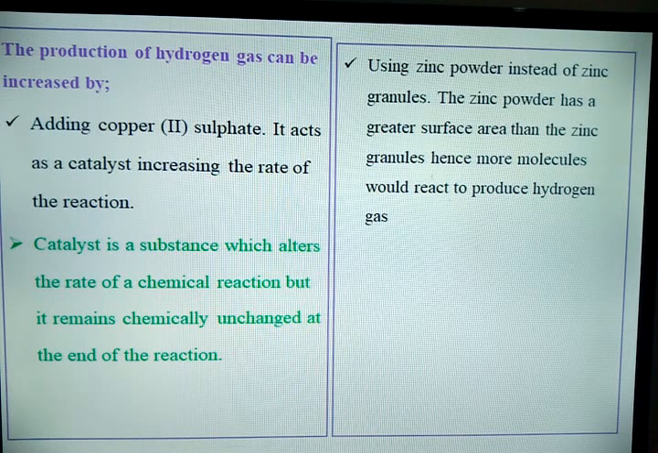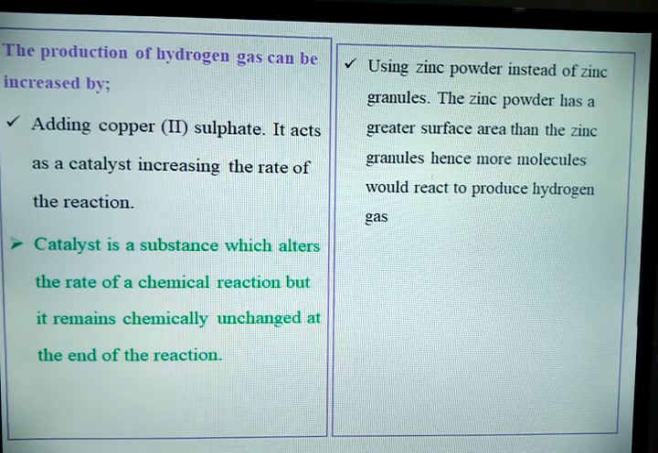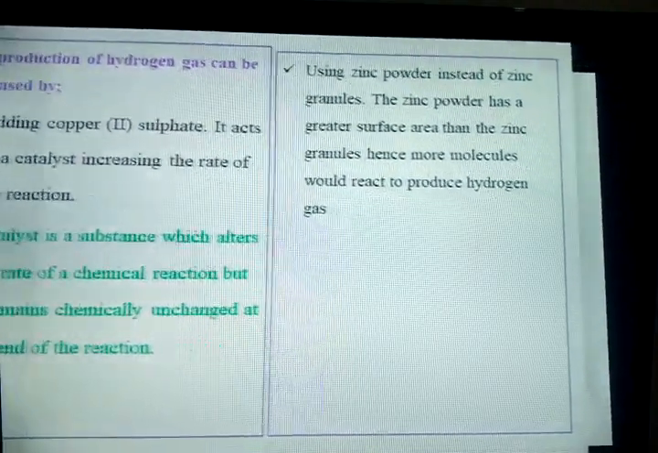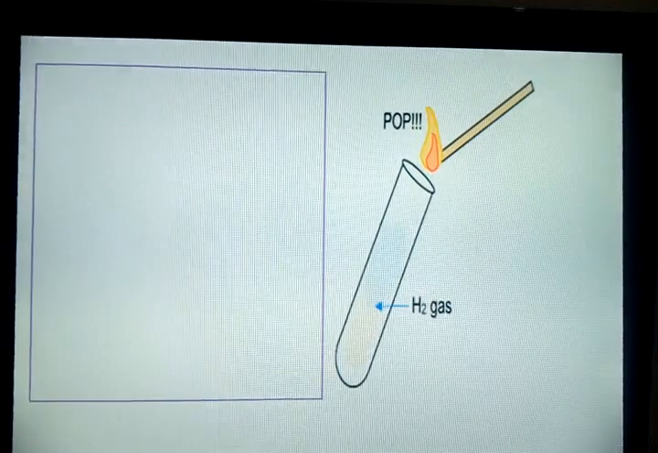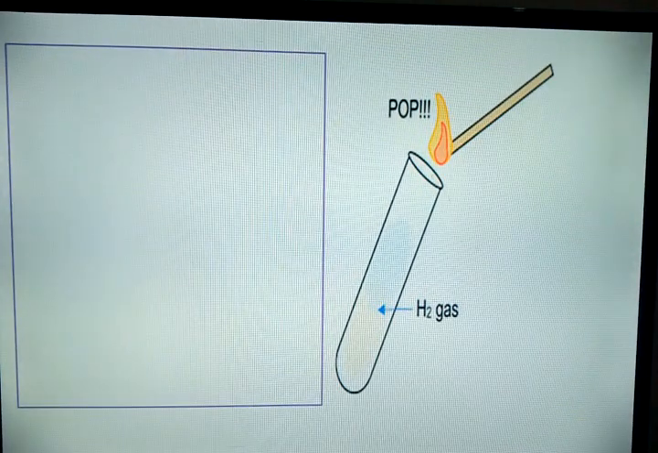The second, if you want to increase the speed at which this reaction occurs, we can use zinc powder instead of the granules, such that we present a larger surface area for the reaction to take place. So those are two ways through which we can increase the rate of hydrogen production.